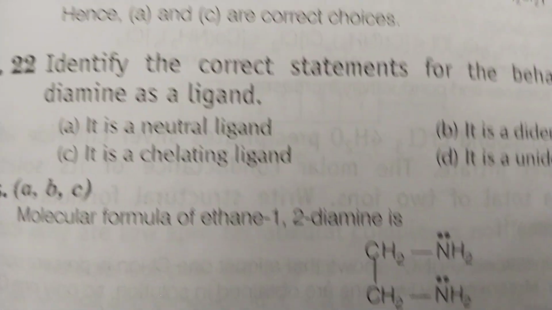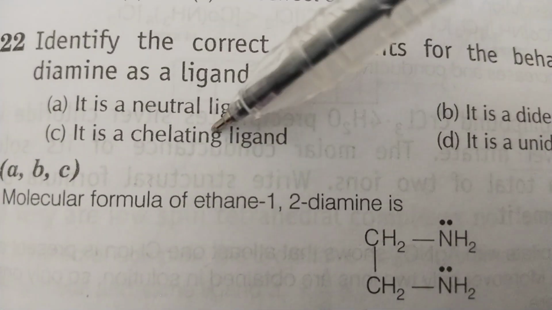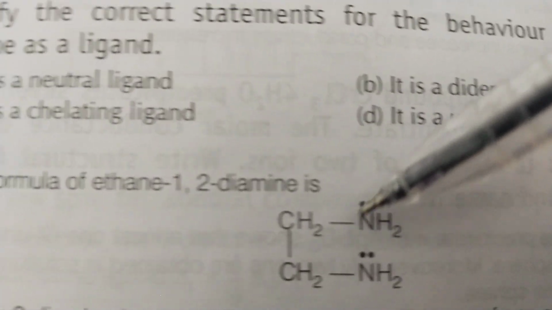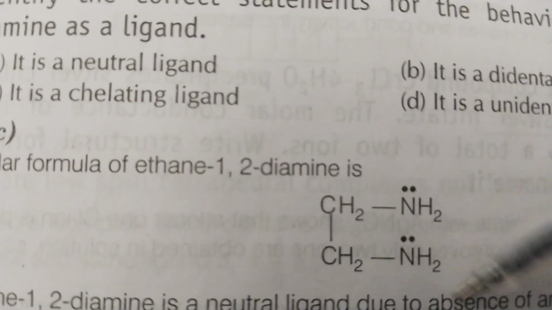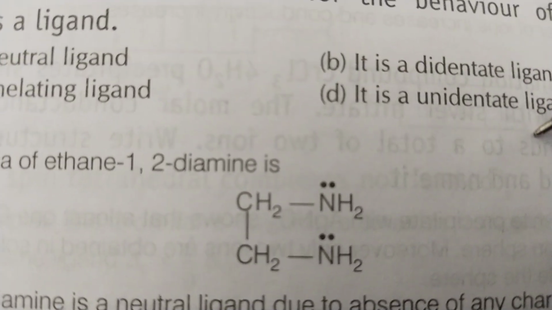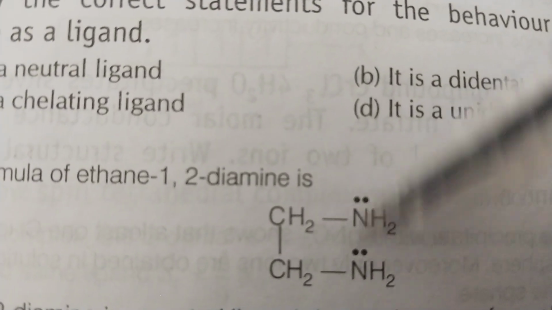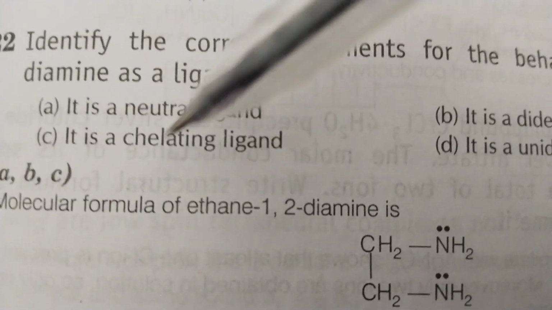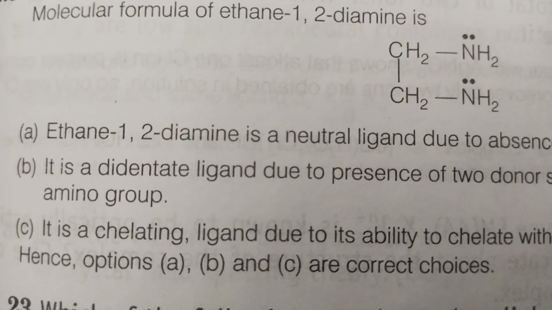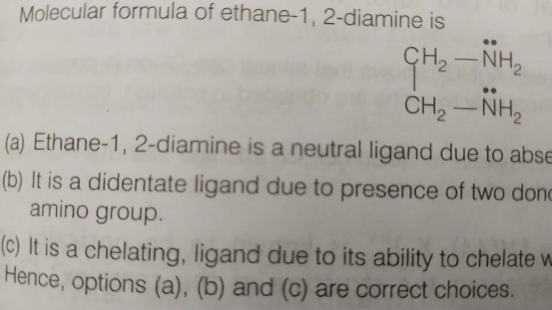So, if you observe very clearly, neutral ligand is the right answer. Bidentate ligand, two donor sites, right answer. Chelate ligand, right answer. Unidentate ligand is the wrong answer, since there are two donors, not one. So A, B, C are right answers, D is wrong. Thank you.